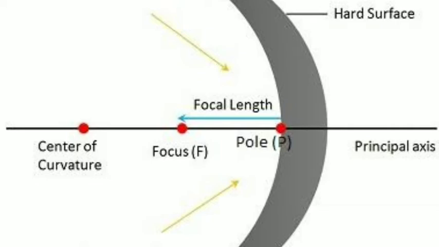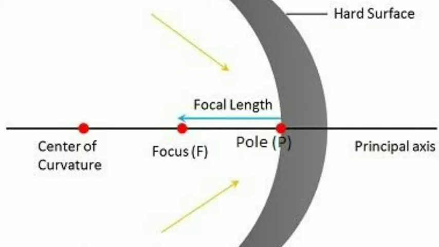Then the last one is focal length. The distance between the pole and the principal focus is called focal length and it is denoted by the small letter f. There is a relation between the focal length of the spherical mirror and its radius of curvature. The focal length is half of the radius of curvature.